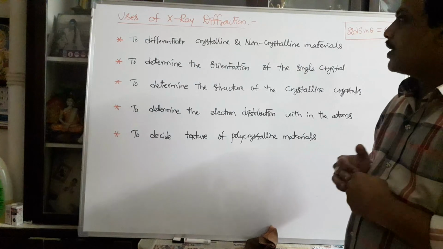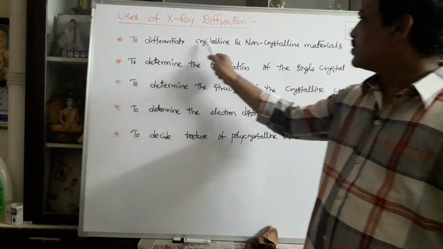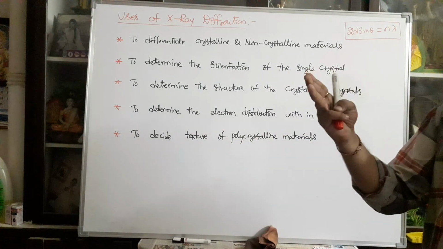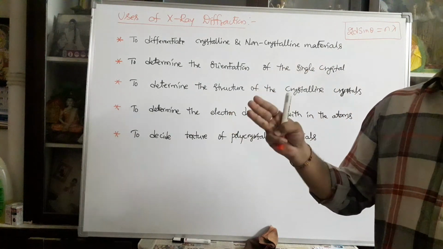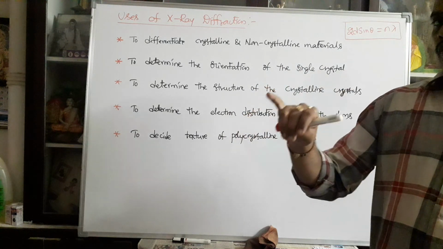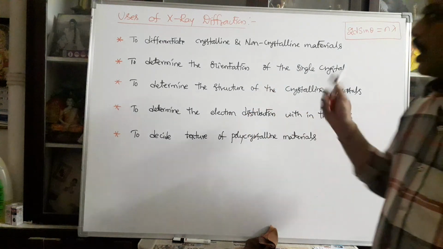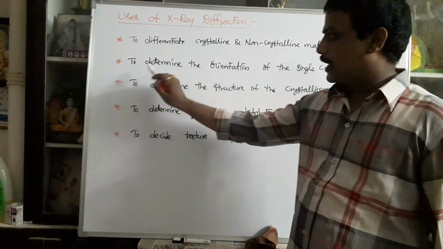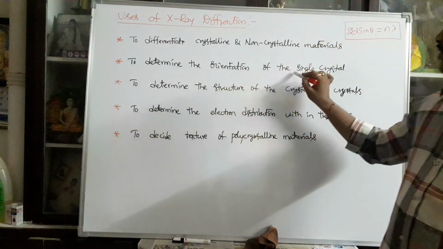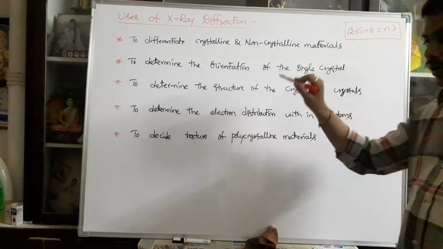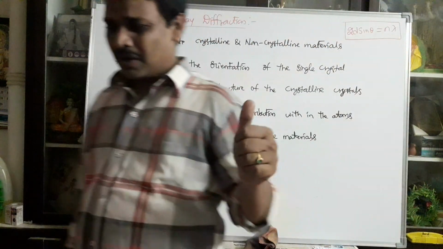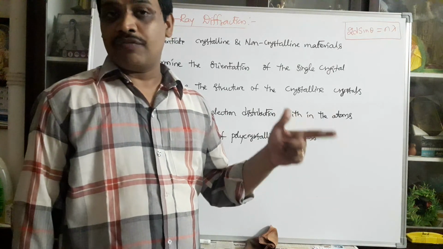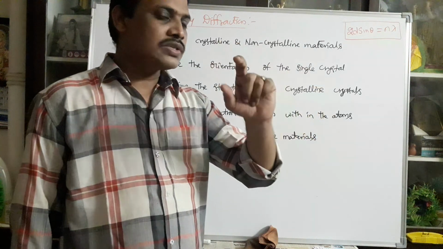The first use of X-ray diffraction is to differentiate crystalline or non-crystalline materials. Out of 4 methods, 3 methods are used to determine structures that must be in crystalline form. One method is used to determine the structure of amorphous solids. In that way, you can easily distinguish crystalline or amorphous solids. Second one, to determine the orientations of the single crystal. The single crystal is used in method 1 and method 2. Method 1 is Laue method, method 2 is X-ray diffraction method. In both methods, you are using the single crystal.